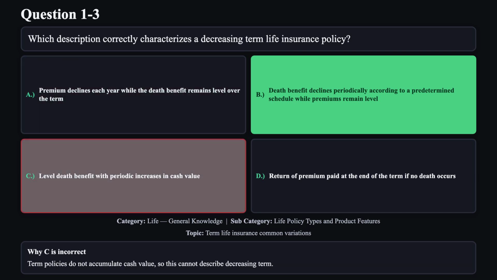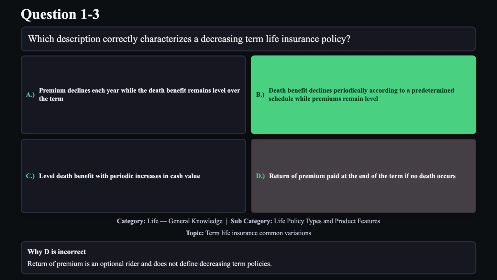Reason C is not correct. Term policies do not accumulate cash value, so this cannot describe decreasing term. Reason D is not correct. Return of premium is an optional rider and does not define decreasing term policies.